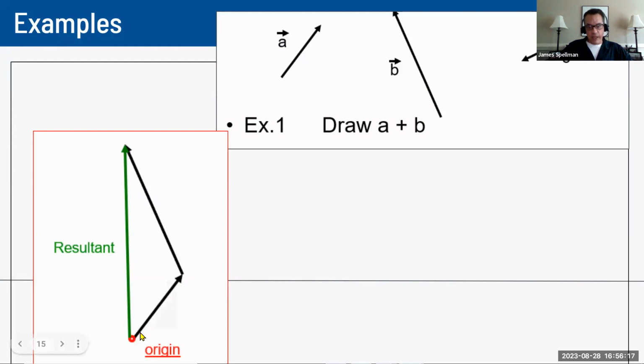So this is vector A. And then with vector B, we connect it to the end of vector A. And then the resultant vector is the one that starts at the very beginning and ends at the very end. Okay, so it's pretty simple. Again, does it matter which one you did?